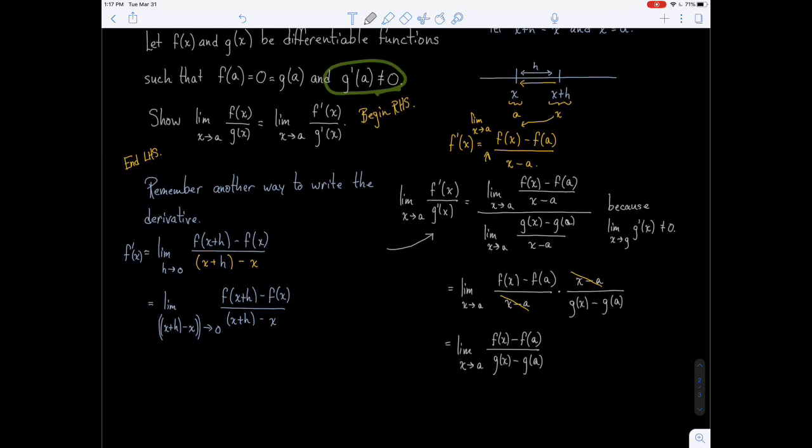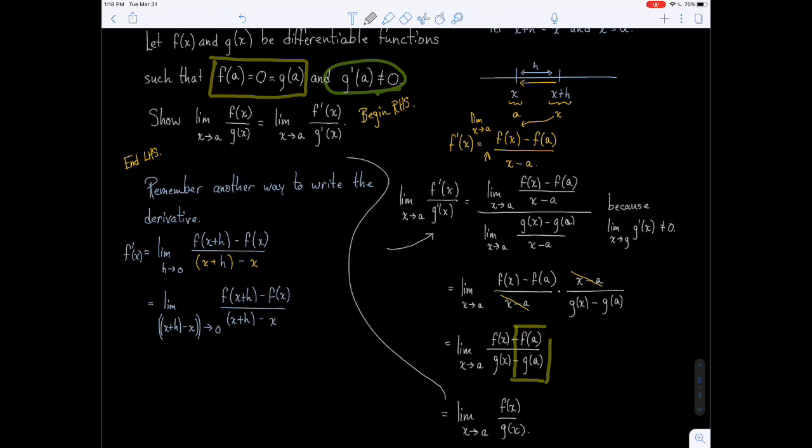Now we have to use our other assumption, and that's that f of a and g of a are both 0, because that was their original problem. Well, if these are both 0, these pieces right here are both zeros. And so I can say that this is the limit as x approaches a of f of x over g of x. And if you look back, that is what we were trying to prove. And that is the simplest case for L'Hopital's rule.